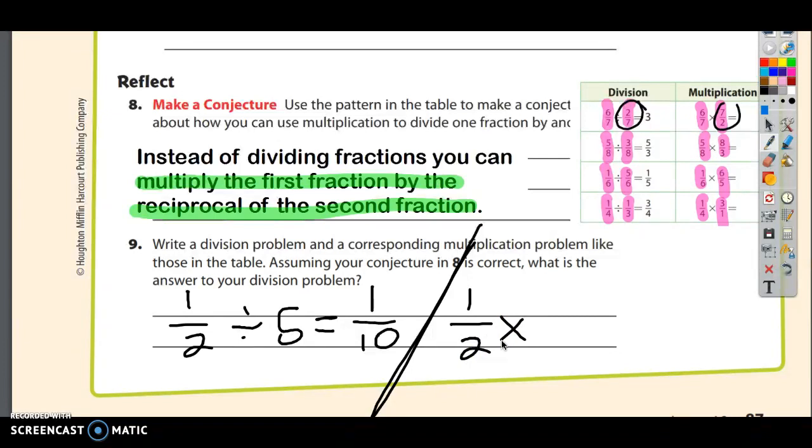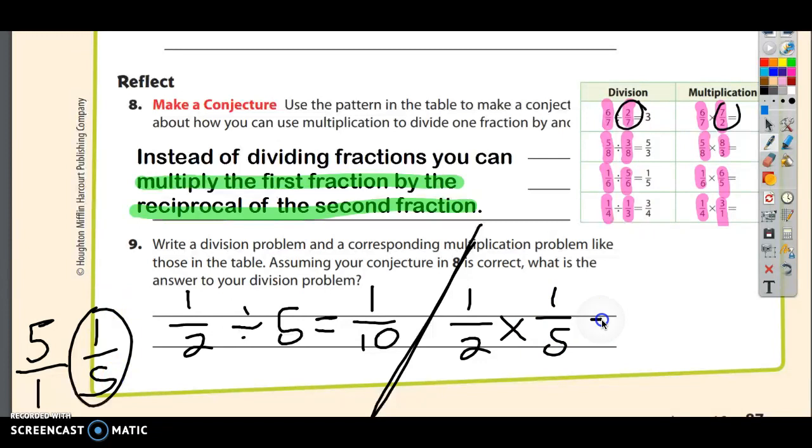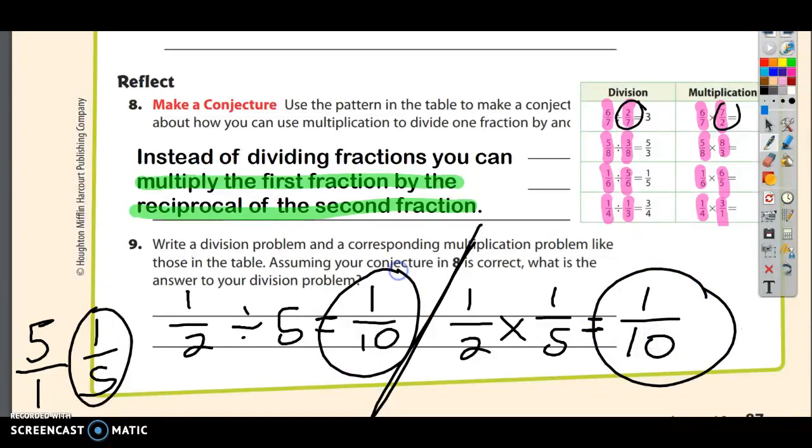Do you remember that the reciprocal of 5 is 1/5? Those are reciprocals. So the reciprocal of 5 is 1/5. And 1 times 1 is equal to 1, and 2 times 5 is equal to 10. And notice we get the same answer here as we do here. So that's proof that this method works.